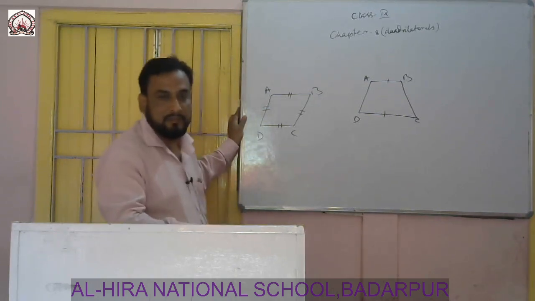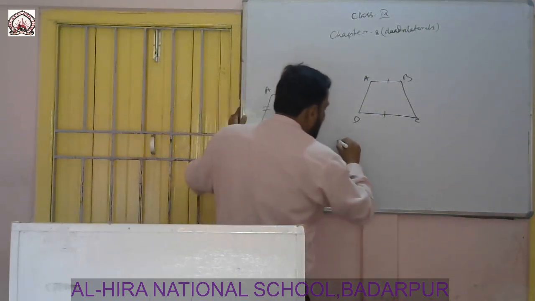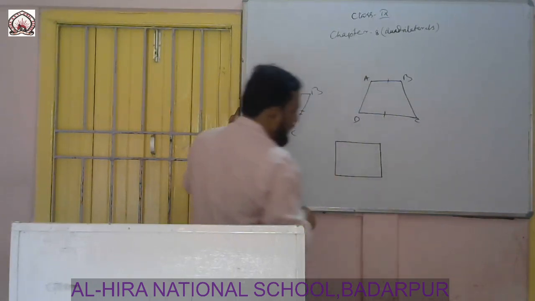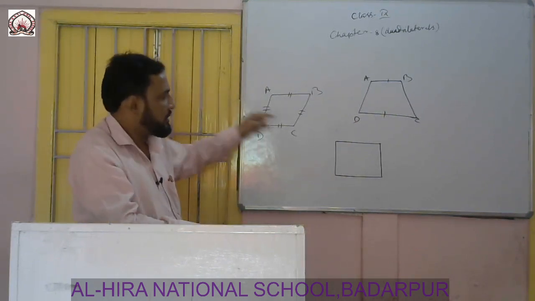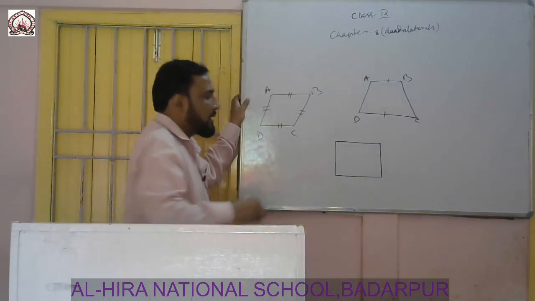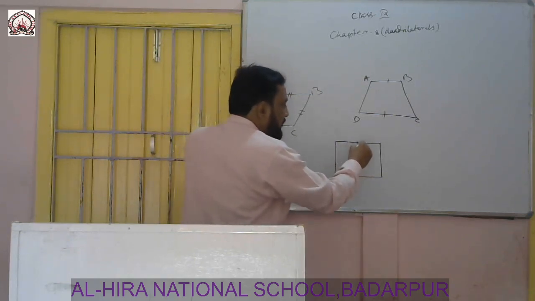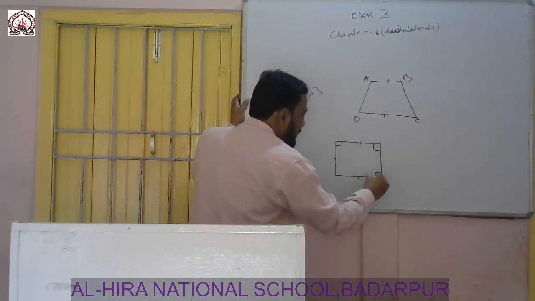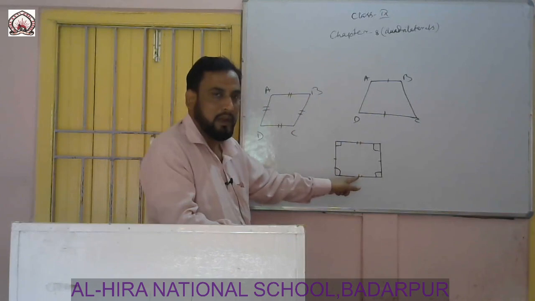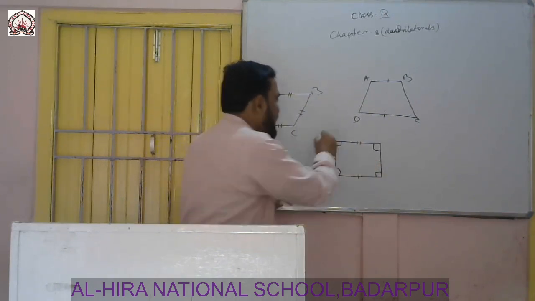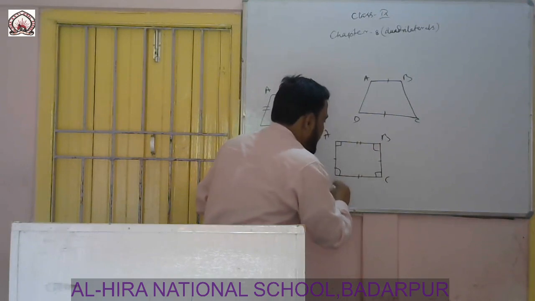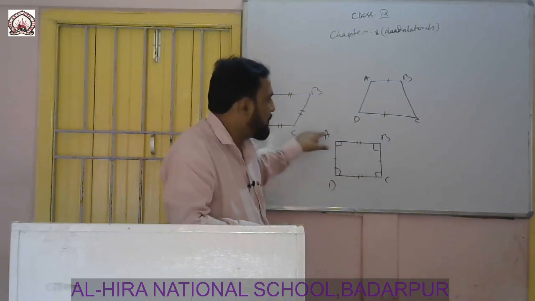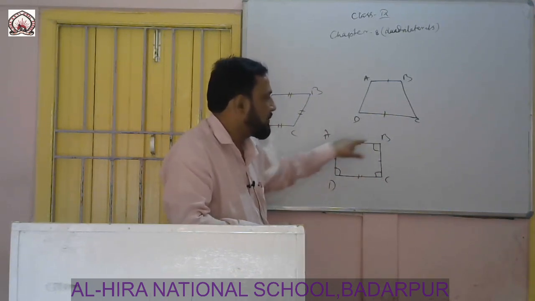Next is the rectangle. A parallelogram, same definition. A parallelogram having each angle a right angle is called a rectangle. Here also opposite sides are equal and parallel. AB is parallel to CD and AD is parallel to BC. AB equals CD and AD equals BC.